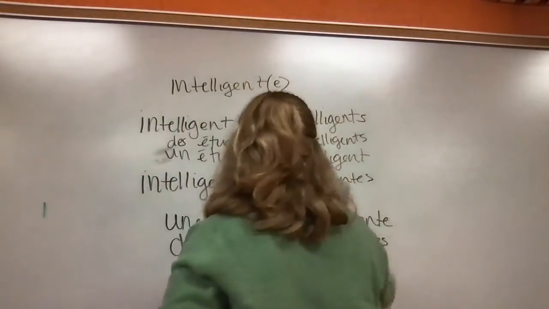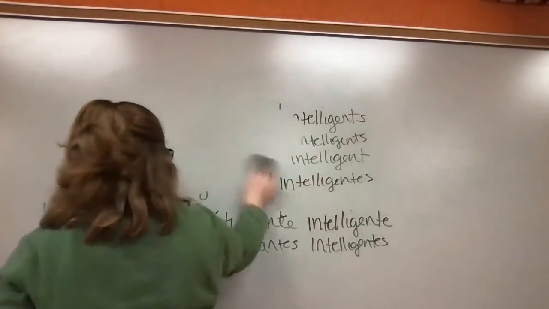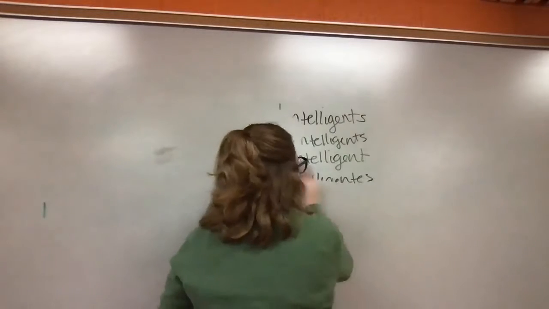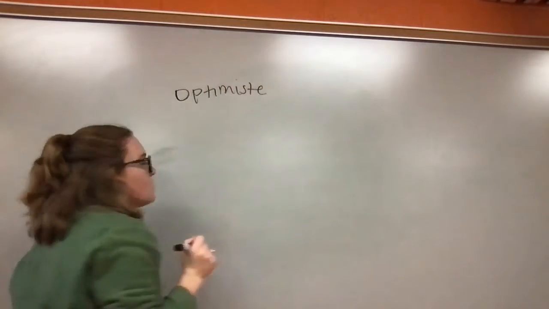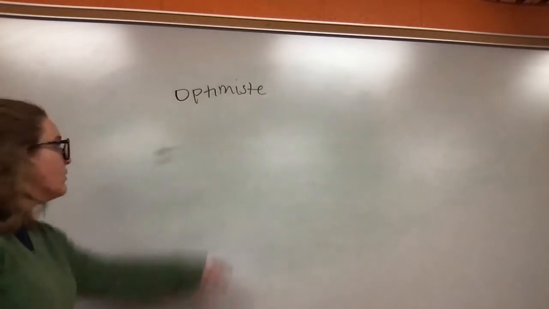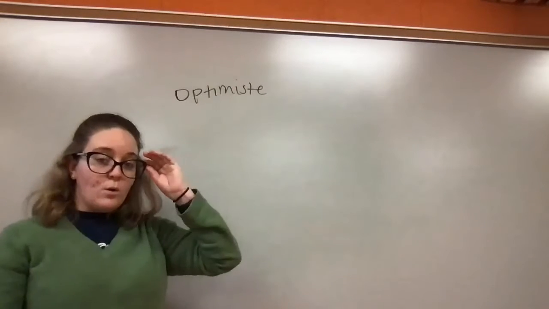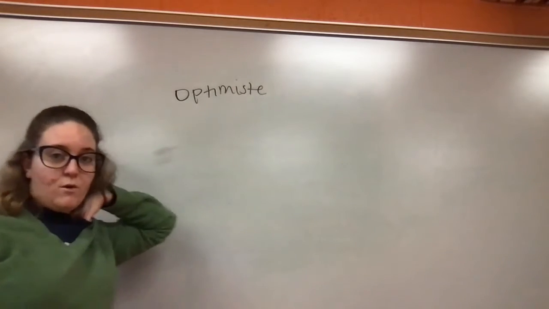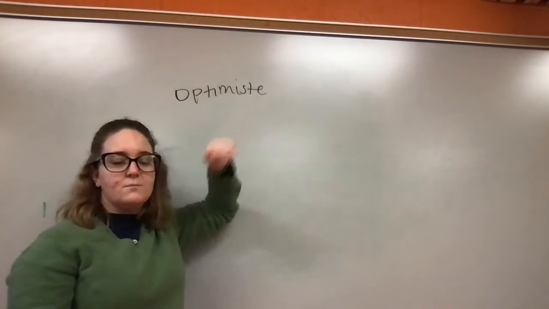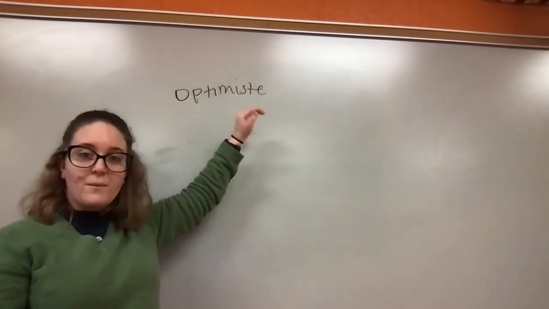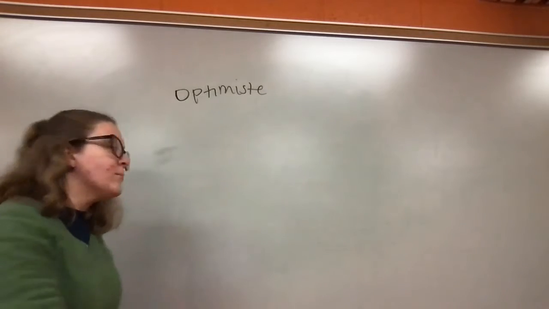Now, there are some adjectives in the book that already have an E at the end of it, and they don't have anything in parentheses. For example, let's work with the word optimiste. So this is the form that it's given to you in your book. It already has an E at the end of it, but no, you cannot assume that this is the feminine form because in this case, because it doesn't have the E in parentheses, this is the base form. For masculine and feminine, it's going to look the same.